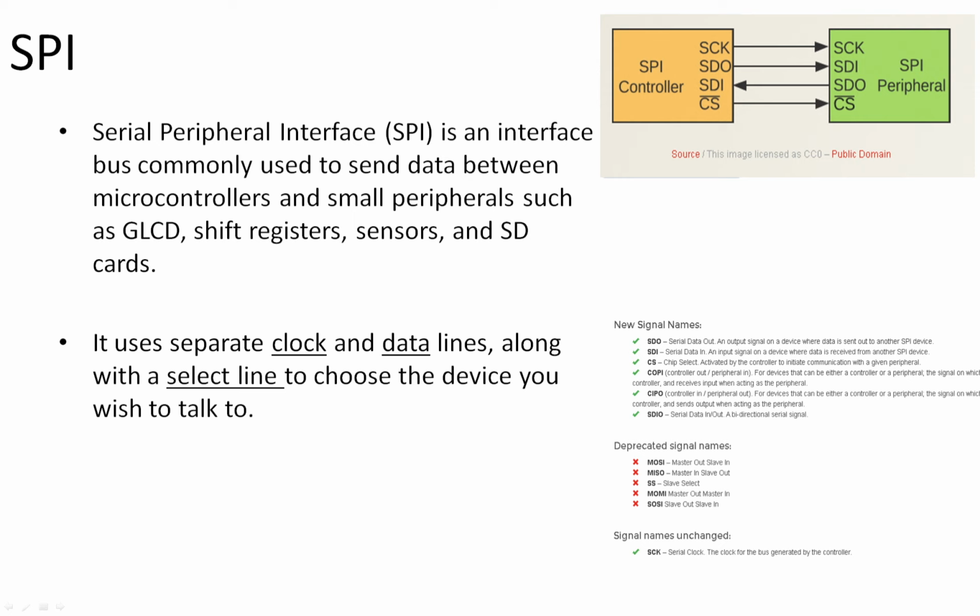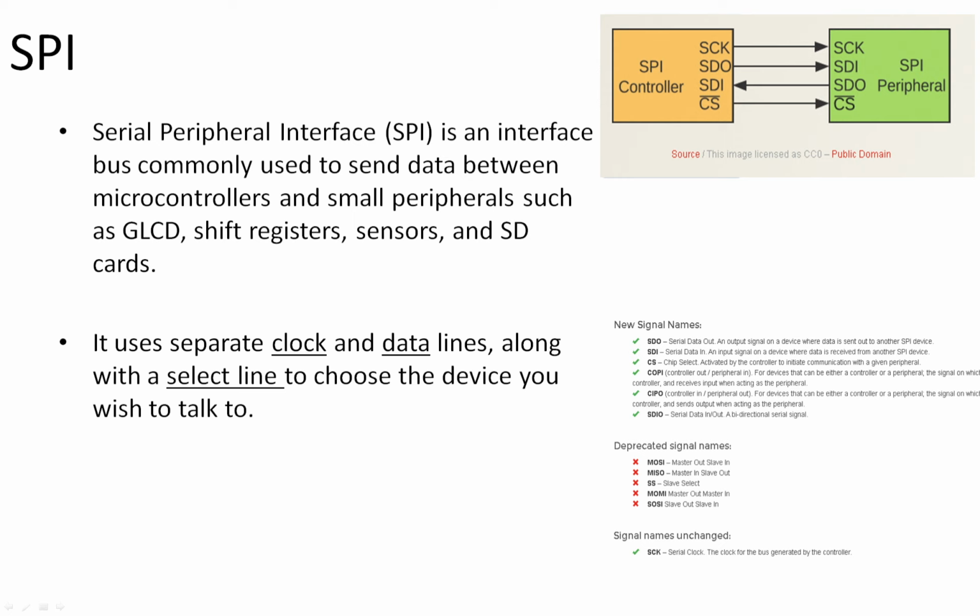It uses a clock line and data lines, and you can have two. You can have data out and data in, along with a select line that allows you to choose which SPI device you want to talk to. So you can have multiple SPI devices controlled by one master. You have a shared clock, shared data lines, and then the select line allows you to choose which device to talk to.